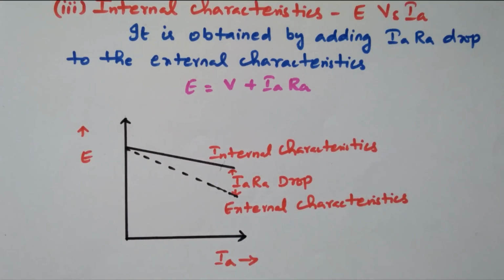So in this video, we discussed the characteristics of a self-excited DC generator, starting from no load characteristics, external characteristics and internal characteristics. In no load characteristics, we can measure two parameters from the graph, critical speed and critical resistance.